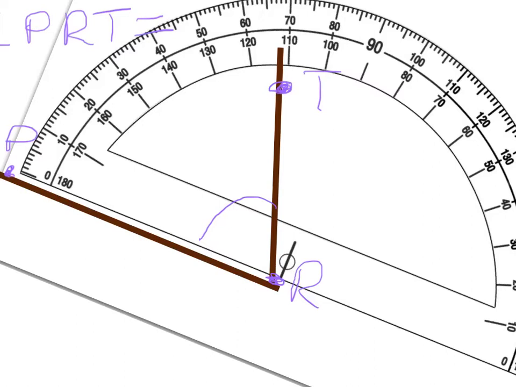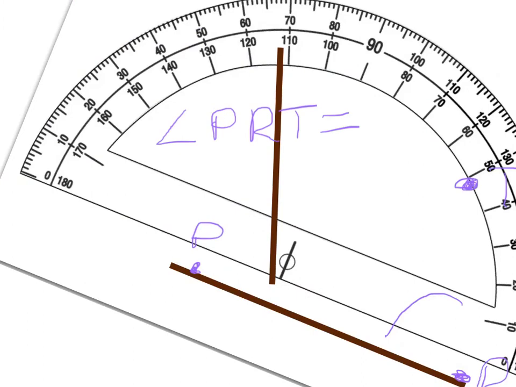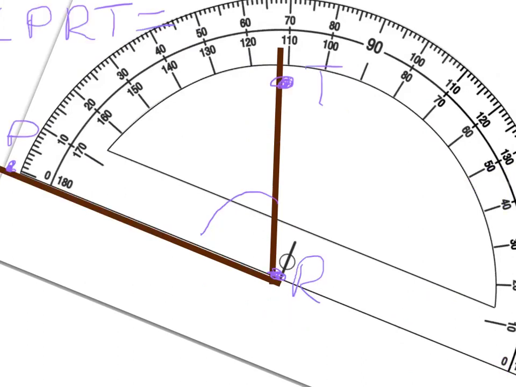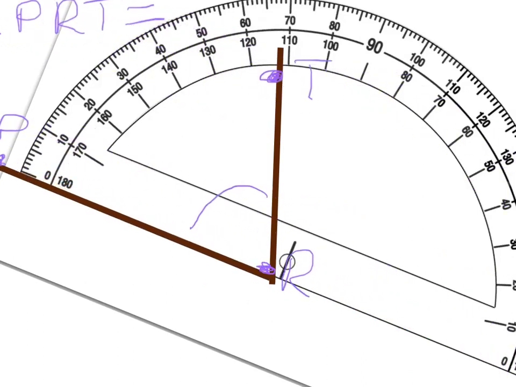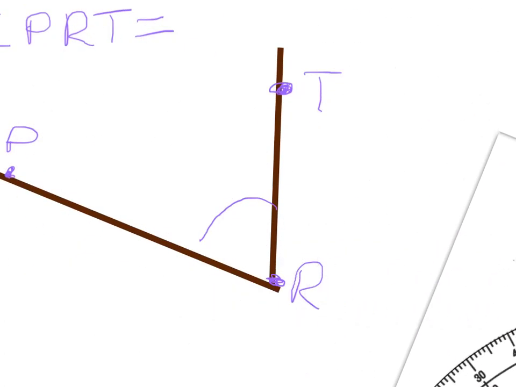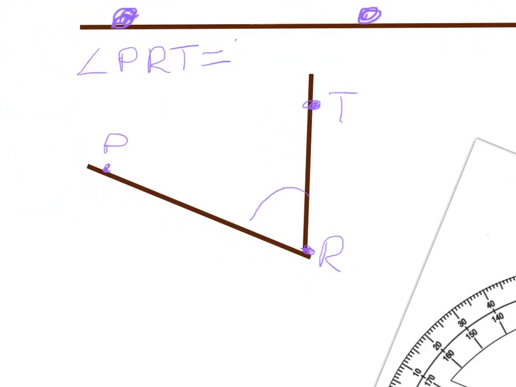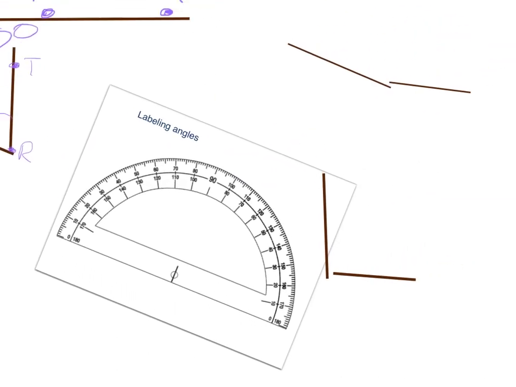So since it's an acute angle, let me move my protractor out of the way. Undo. Protractor, goodbye. Angle PRT equals 70 degrees. Let's zoom out. Let's go to the next angle.